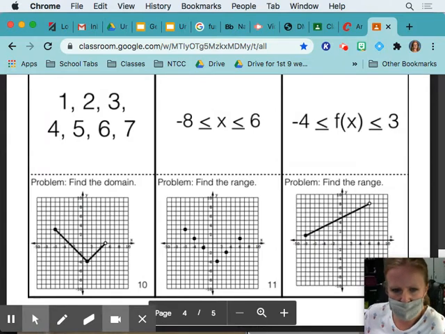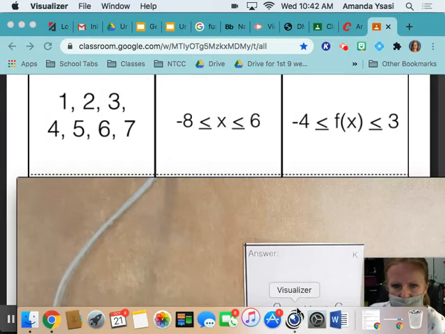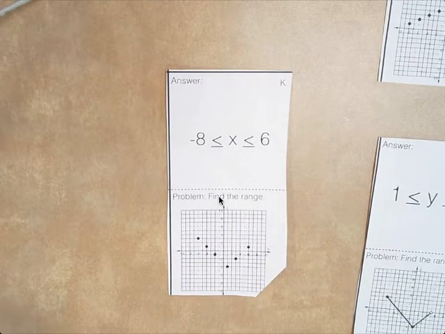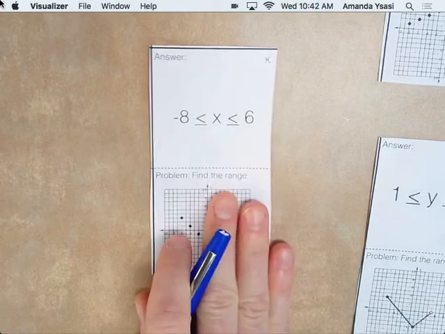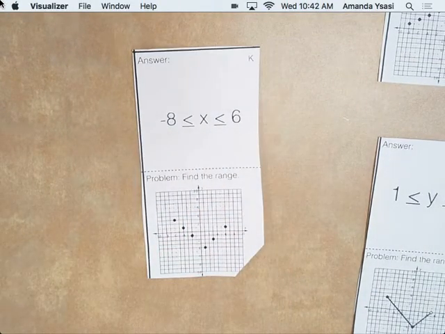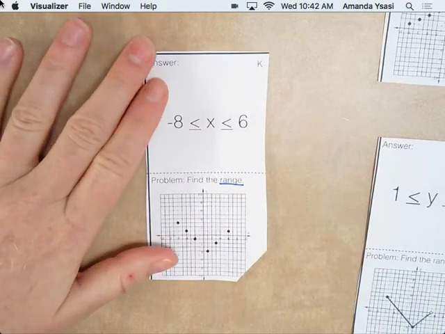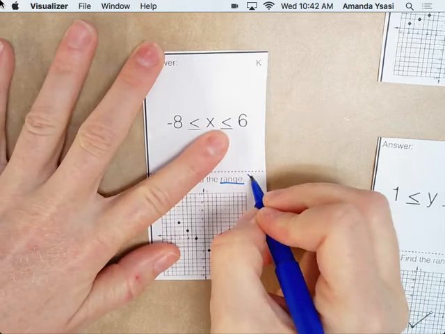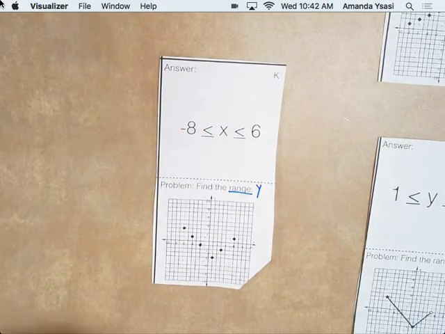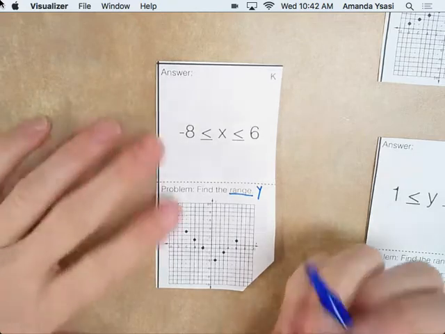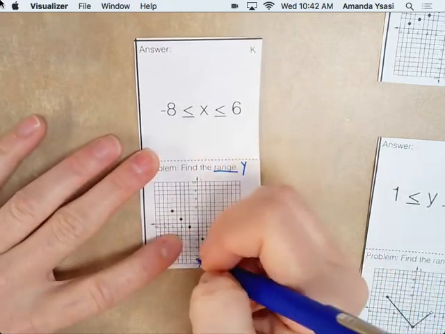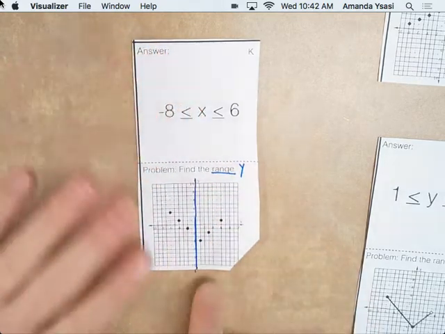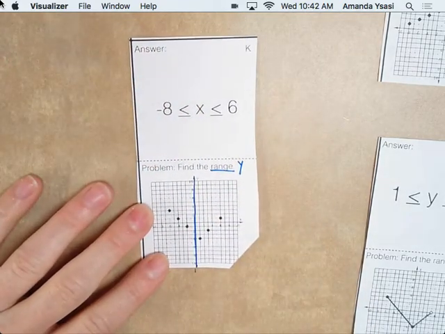So let me pull up here. All right, so we are starting with this one. Let me get something to write with. All right, so our question says find the range. What values are the range? The Y values. So we want to know what the Y values are. So we're going to look at the Y-axis. I'm going to just kind of highlight the Y-axis and say, what are the values that Y can be?